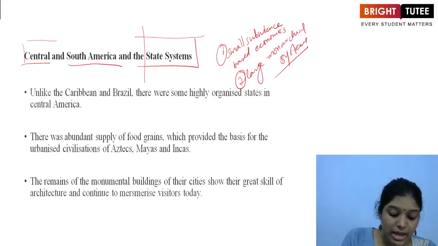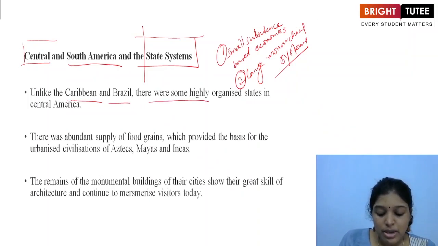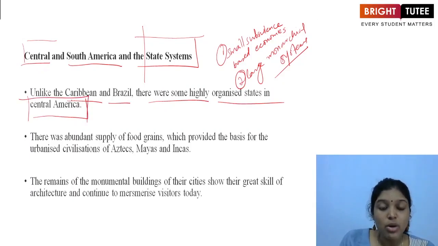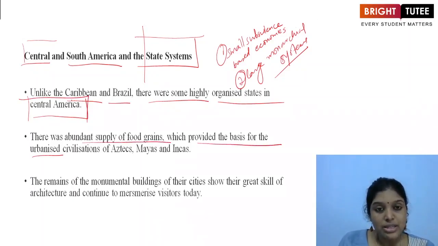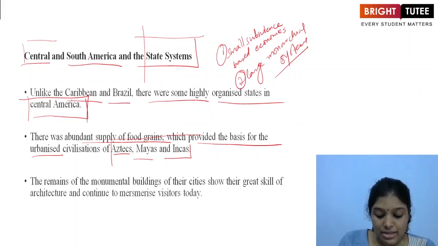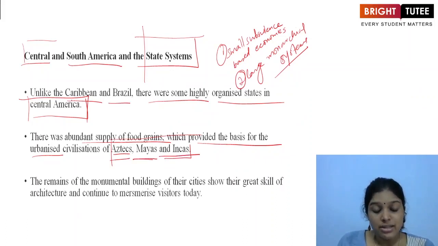So here we now look at the state systems, or how these kingdoms were organized and what kind of features it had. So unlike the Caribbean and Brazil, there were some highly organized states in Central America. And there was abundant supply of food grains, which provided the basis for urbanized civilizations of Aztecs, Mayas, and Incas. So these urbanized civilizations, that is, which had more urban or city centers, were called urban, which was opposite to rural or village or agricultural based economy. And some of the examples of these large state systems were Aztecs, Mayas, and Incas.